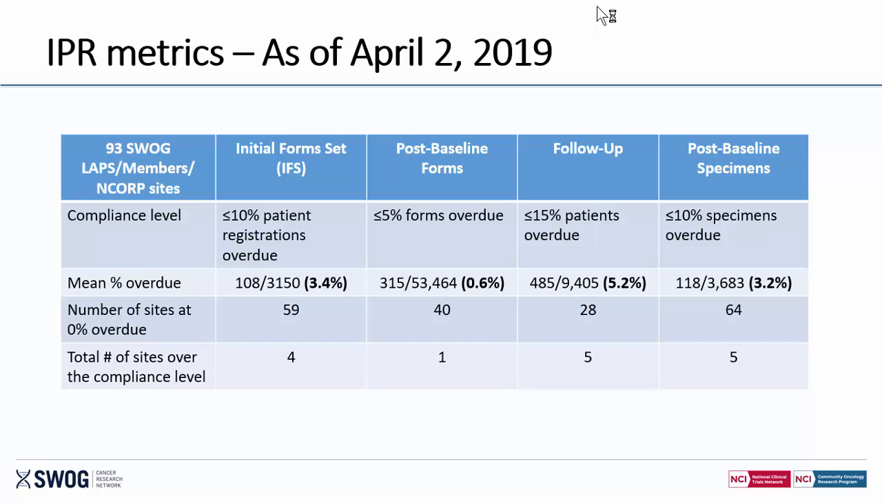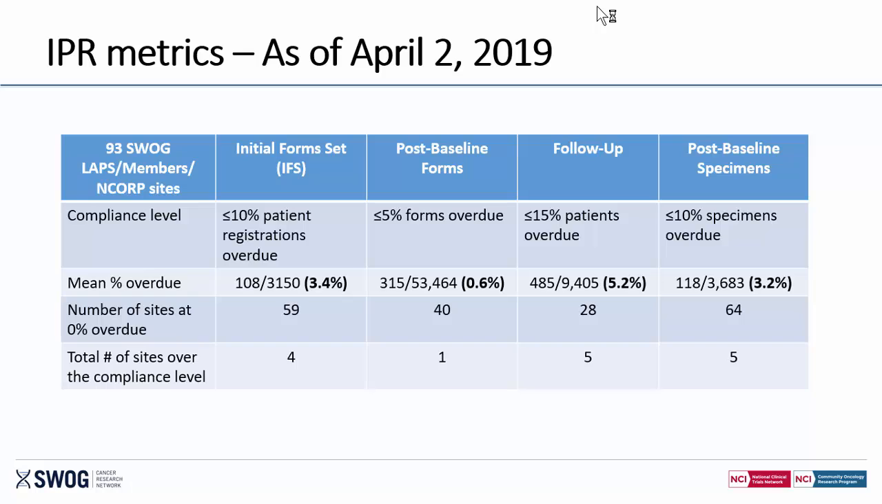The number of sites that, on the other hand, have 0% overdue out of 93 is 59 sites. So most sites are able to get everything in. And the number of sites that are over the compliance level is 4. So a small number of sites still do have problems getting those data in, but it's definitely a small number.